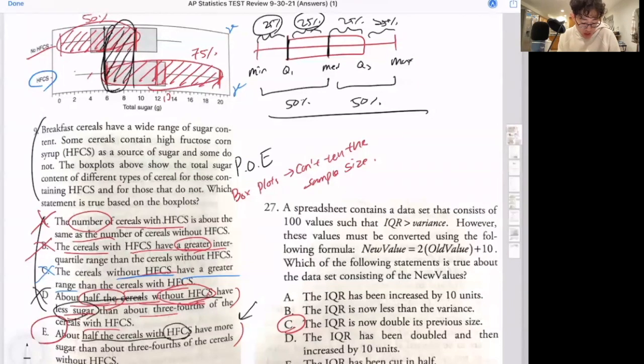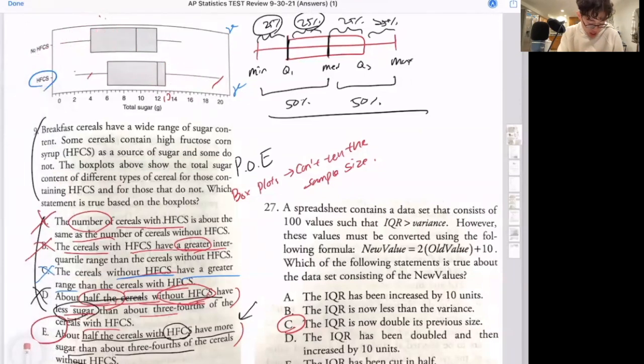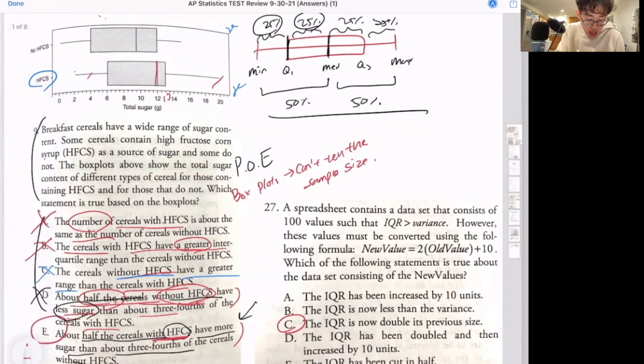About half the cereals with HFCS have more sugar than about 3/4 of the cereals without HFCS. So let's take a look at what this is talking about again. We are looking at about half the cereals with HFCS, so that means the highest sugar content, 50%. About half of that have more sugar than about 3/4 of the cereal. Now remember, 3/4 of the cereal means you're going from the minimum, Q1, median, and Q3, because that's 25%, 1/4, 2/4, and 3/4. Look at where Q3 lands and where that lands with the median section.